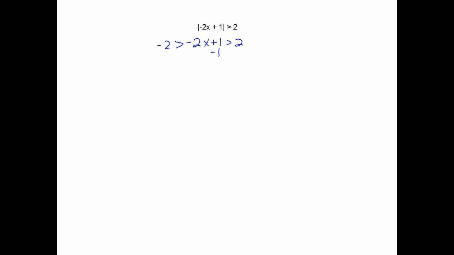Let's see, subtract 1 on both sides, on all sides. That zeroes out. 2 minus 1, that's 1. I still have a negative 2x. And the negative 2 minus 1, that's negative 3.